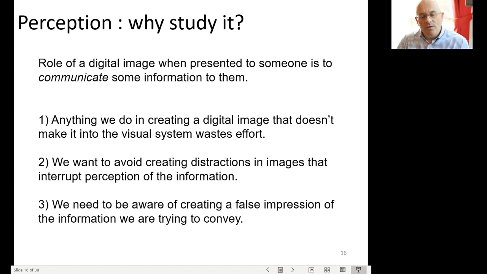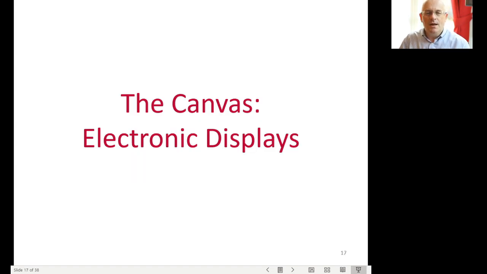So why study it? If we're doing visualization, we want to produce visuals and digital images to communicate information to people. So if we put things into images you can't see, it's a waste of time. So we want to know what you can and can't see. We want to avoid creating odd distractions in images that influence perception. And we also need to be very aware of creating a false impression of information. We've seen something of human perception. If you want to understand more, there's a whole branch of psychology on vision and visual cognition, how we perceive and understand images and how we use images in decision making and in actions that we take.